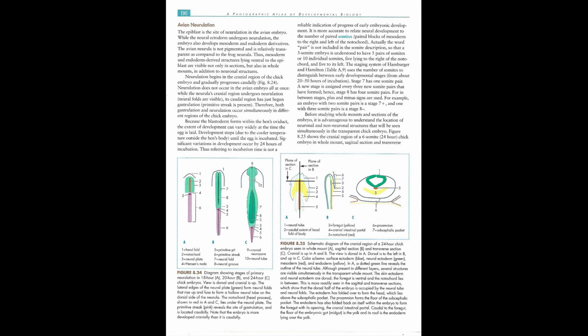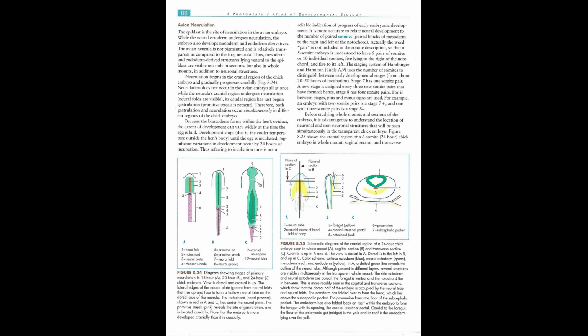The staging system of Hamburger and Hamilton, Table A9, uses the number of somites to distinguish between early developmental stages, from about 20 to 50 hours of incubation. Stage 7 has 1 somite pair. A new stage is assigned every 3 new somite pairs that have formed, hence, stage 8 has 4 somite pairs. For in-between stages, plus and minus signs are used. For example, an embryo with 2 somite pairs is a stage 7 plus, and one with 3 somite pairs is a stage 8 minus.